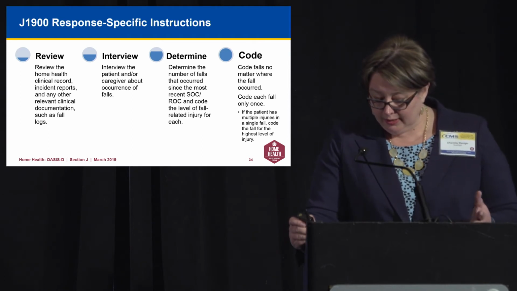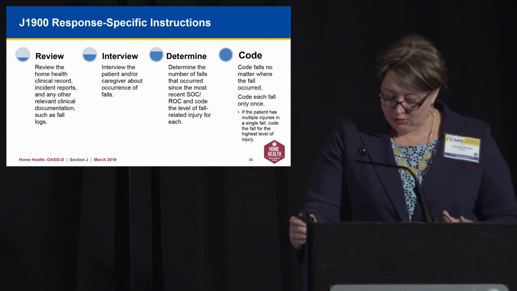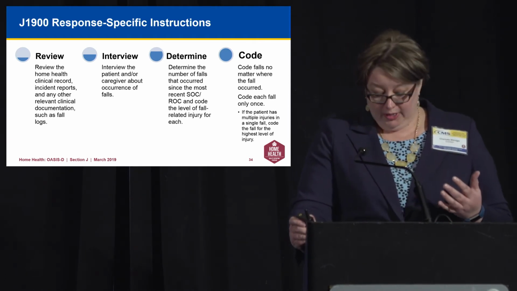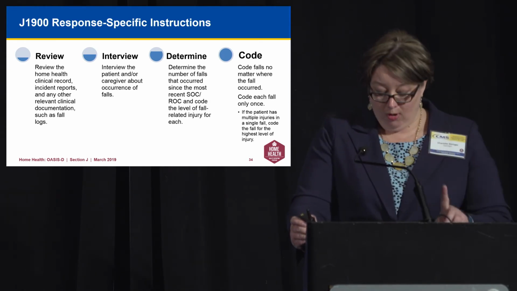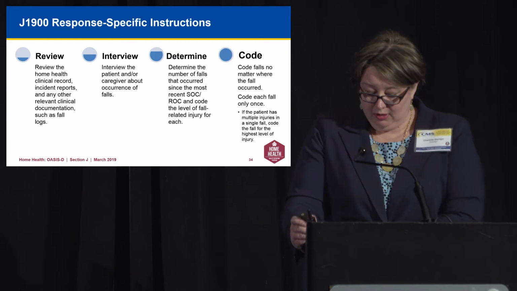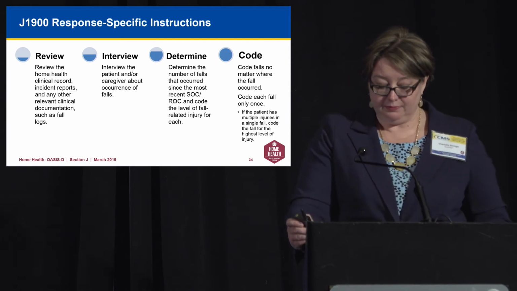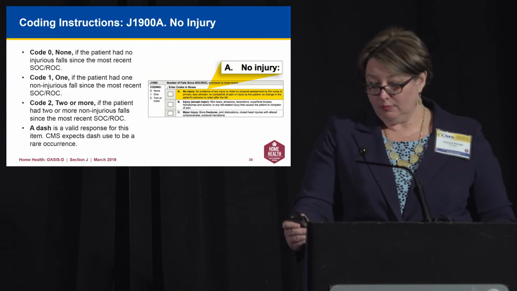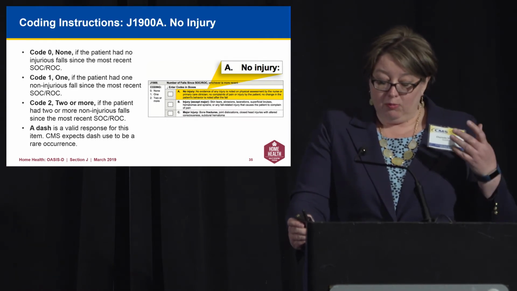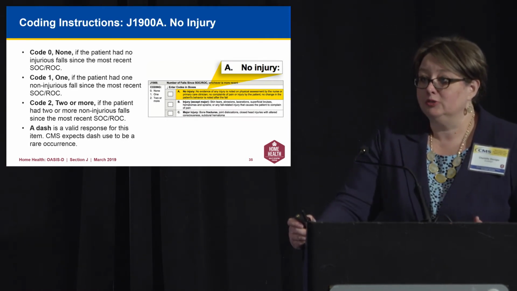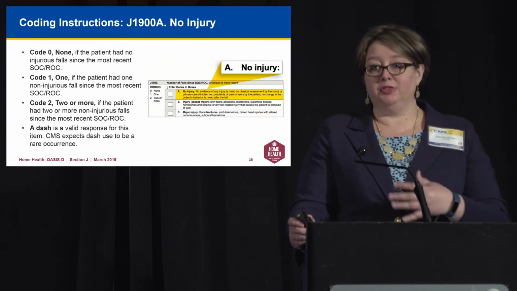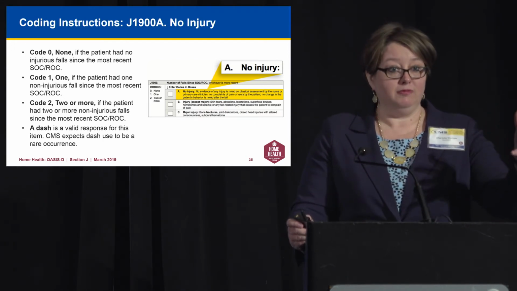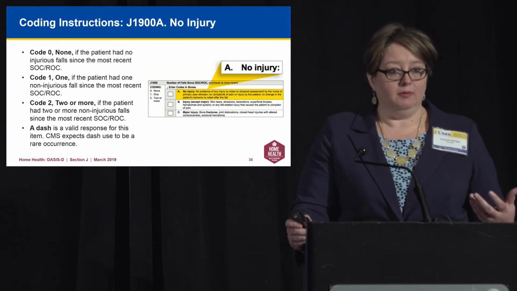So let's take a look at each of those levels of injury a little closer and the coding options for each. And remember, again, you're coding one level of injury for each fall. So we're going to start with J1900A. This is no injury. So they had a fall, but there was no injury. They may have had more than one fall, but there was no injury, right?